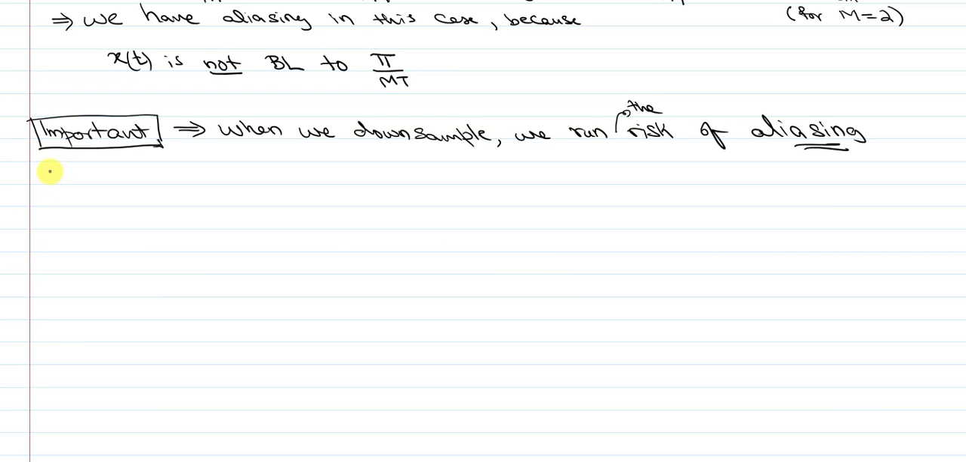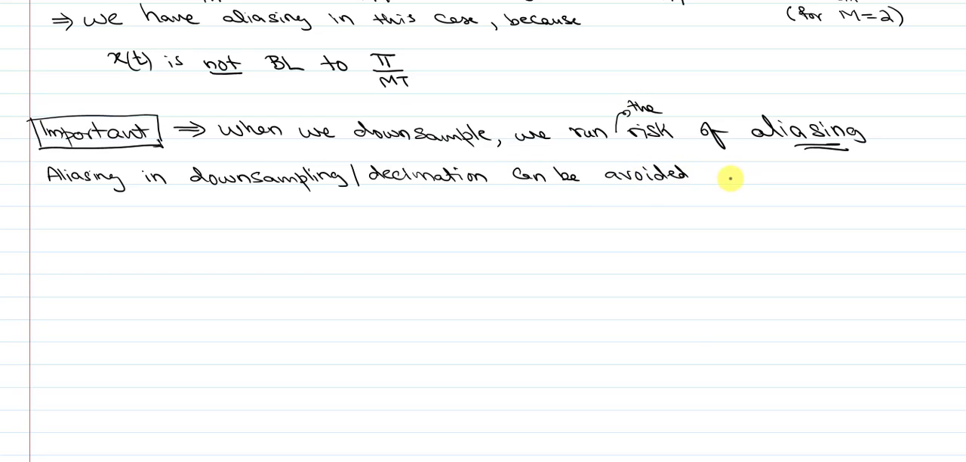So aliasing in downsampling or decimation can be avoided if x of t is band limited to pi over MT radians per second. Okay. So what happens in that case?